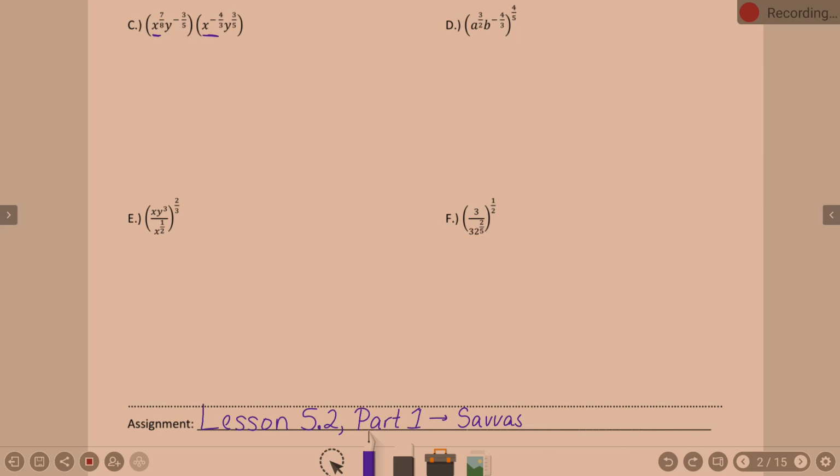So I'm going to write it as x to the 7/8 plus negative 4/3. I'm going to go ahead and write the y's, and then I'll do common denominator in my next step. And then we put the y's together. What's happening with y's? You're the same. It's y to the negative 3/5 plus 3/5. Well, that one looks better than the x's, doesn't it?